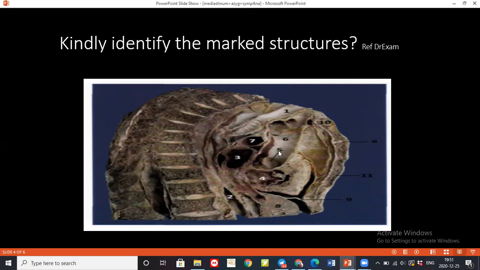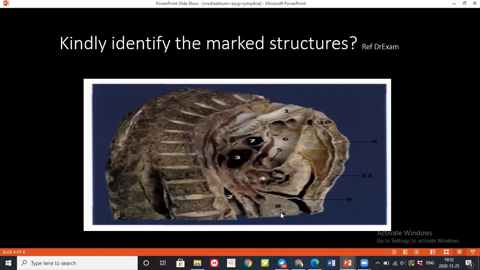Ascending aorta, the valve, and then the arch of the aorta. Ascending aorta. And number 7: right pulmonary artery, the left. Okay. And then number 8 is here. So there is something, and then here is 8.